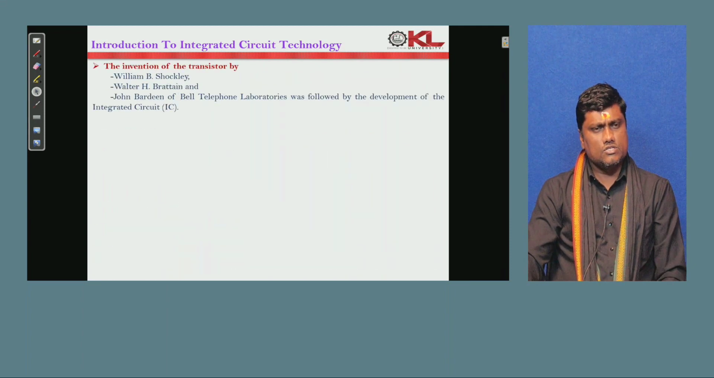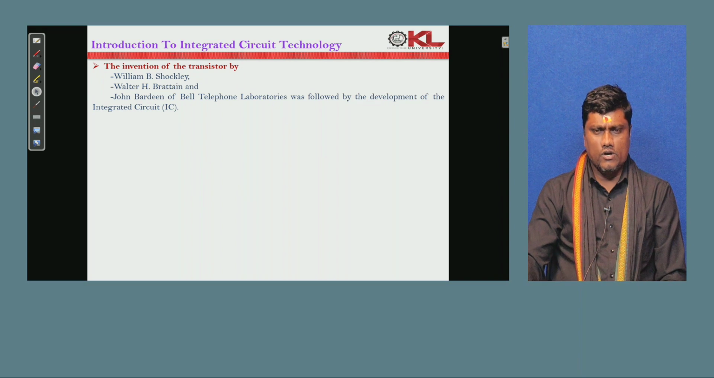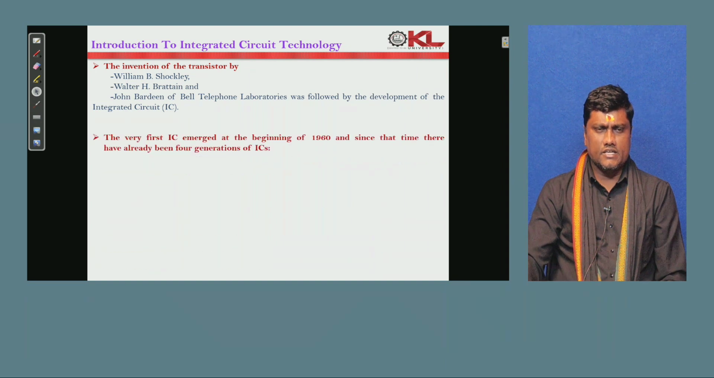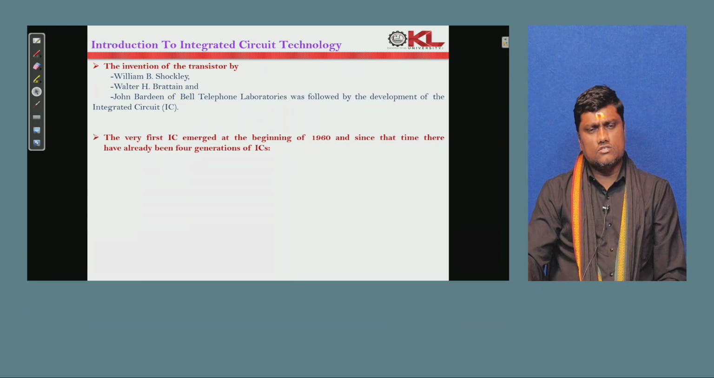The transistor was invented by three great people, William Shockley, Walter Brattain and John Bardeen, from Bell Telephone Laboratories. This gave a path to the development of integrated circuits, and the first integrated circuit began in the 1960s. Since that time, four generations of ICs have been developed so far.